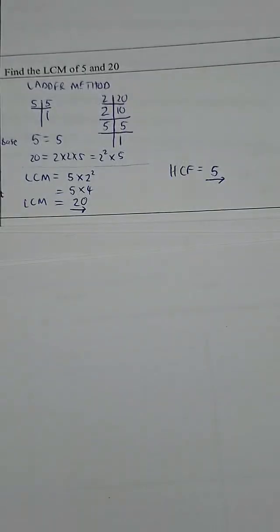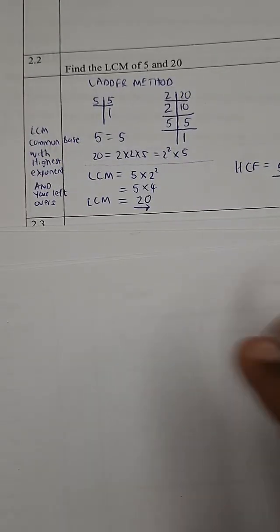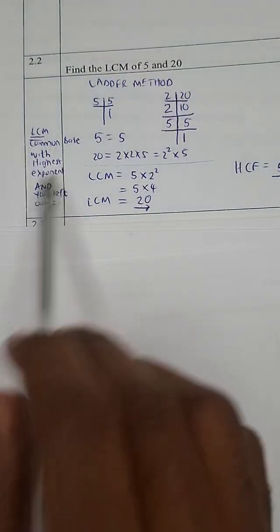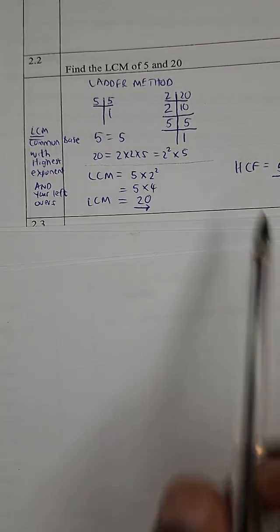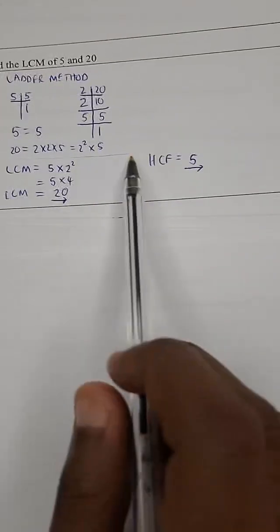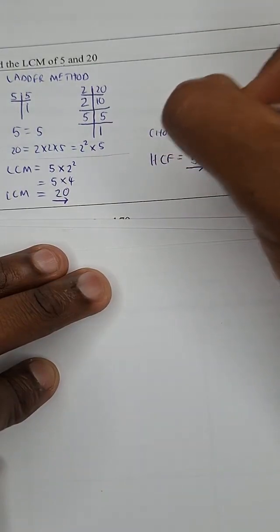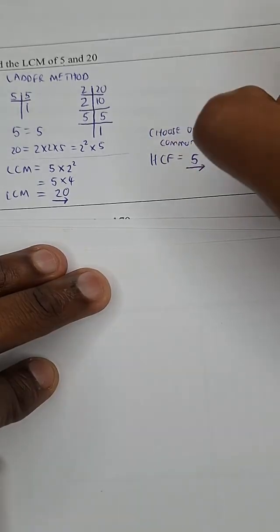I call 2 squared a leftover because it's not common with anything, but it is its own representation of the base that has the highest exponent. So for LCM, it's always the common base with the highest exponent and your leftovers that are basically the base that has the highest exponent. We include that in the product. But what about the highest common factor? For the highest common factor, we choose only the common base with the lowest exponent.